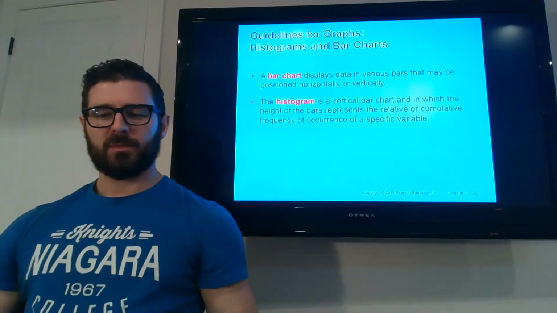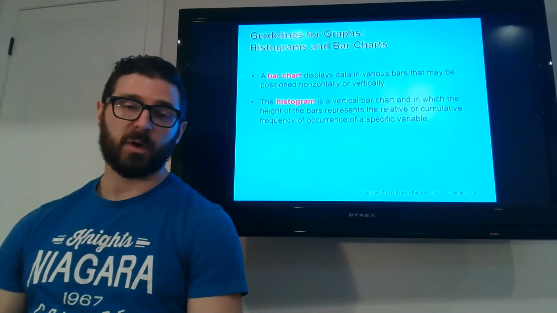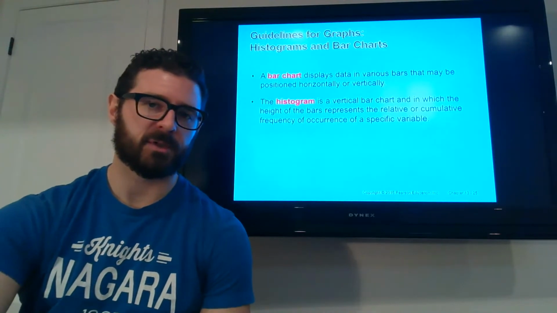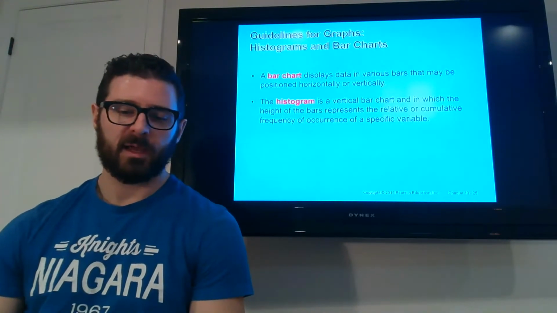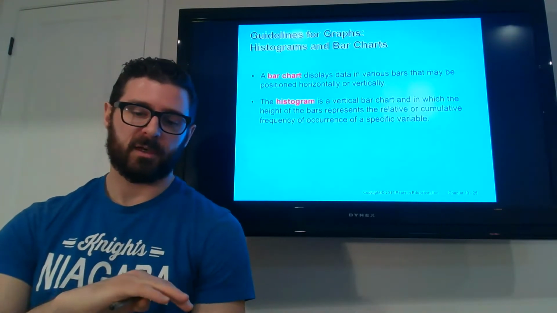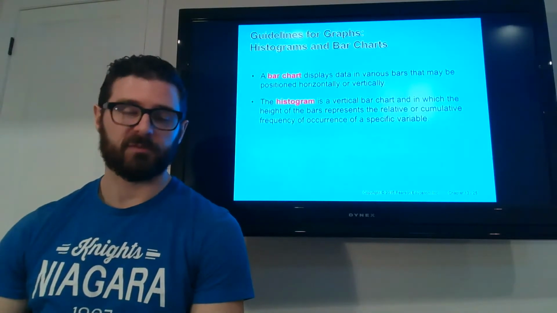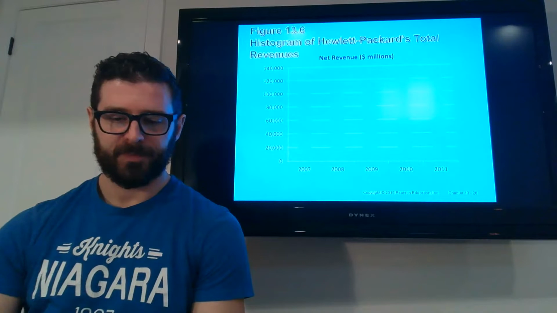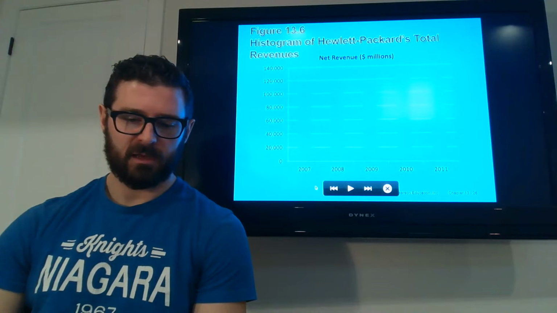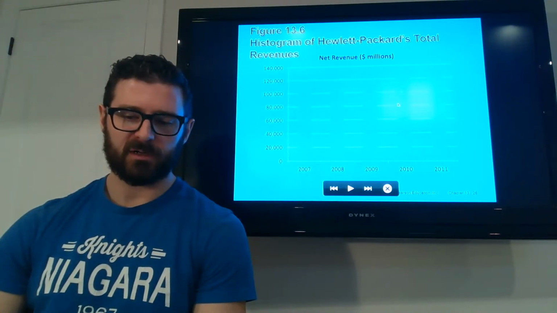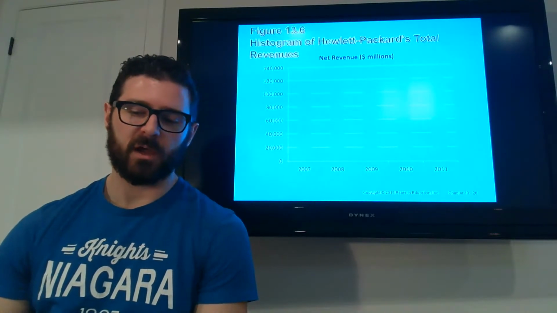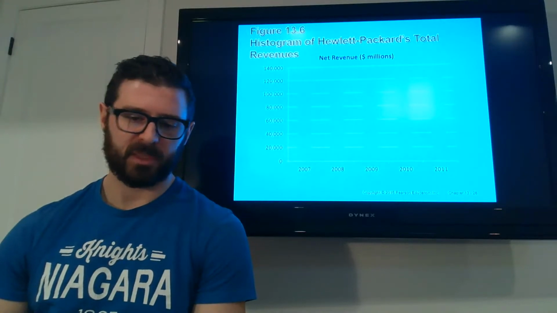Looking at bar charts and histograms, a bar chart just displays data in a bar. It can be horizontal or vertical. We've done bar charts in SPSS, and I'm sure you've done bar charts in Excel before as well. A histogram is just a vertical bar chart, and the height of the bar shows the frequency of some occurrence or observation. Again, this didn't show up as well on the PDF, but you can see the example of the bar chart, which is showing the revenue over time in this example.